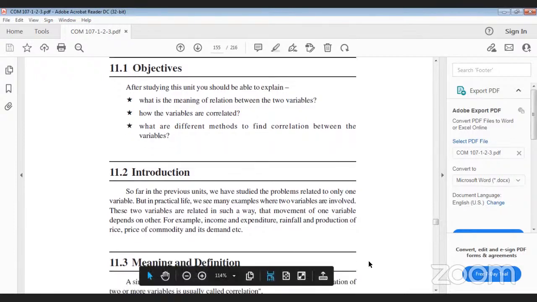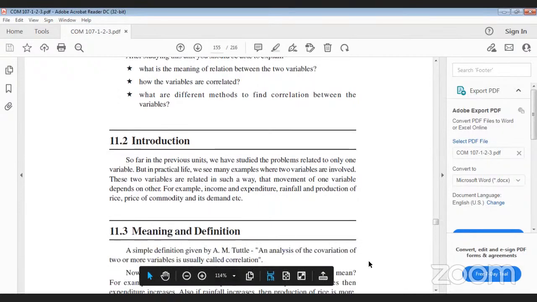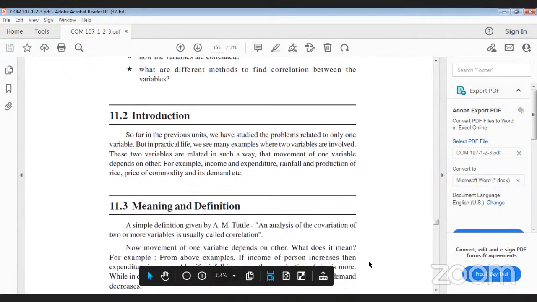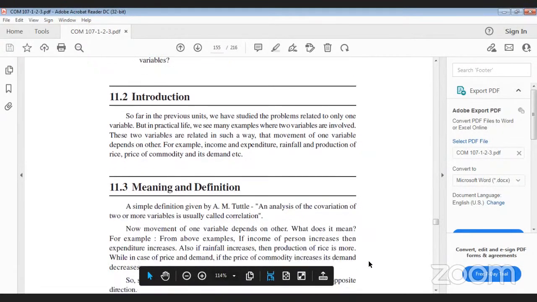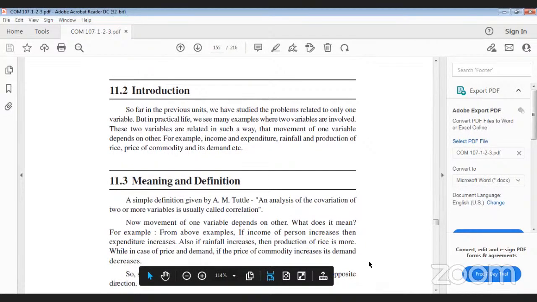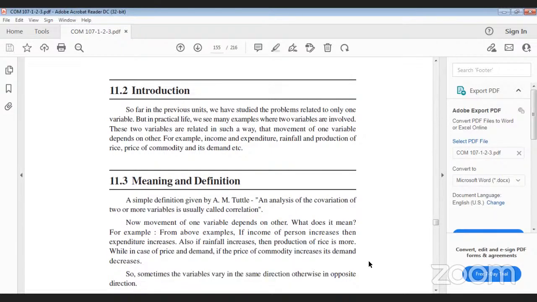Here, the meaning and definition of correlation. A simple definition given by A.M. Tuttle: what is correlation? It is defined as, it is an analysis of covariation of two or more variables, and is usually called correlation.